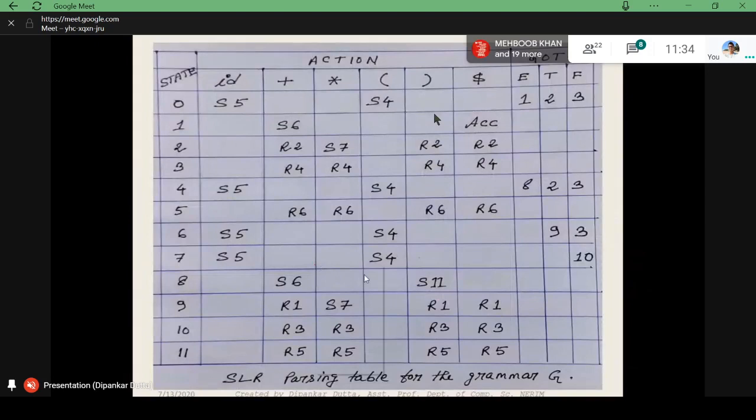In row 9, see, plus, right bracket, dollar: three symbols were there. So for these particular symbols we have R1, R1, R1. Clear? I think it is clear now. This is the example for 9.